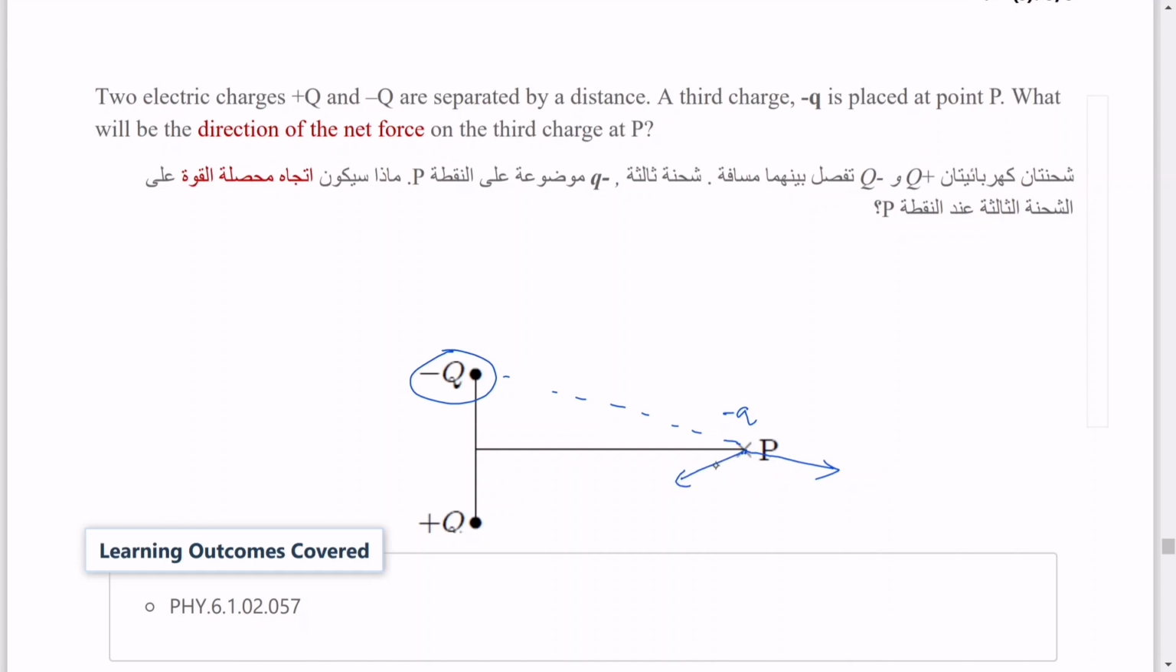So when we resolve these two forces, the horizontal components of this force and this force will be cancelled, and the vertical components will be added. So the net force will be in the downward direction. Okay, so this will be the direction of the net force acting on the charge P.